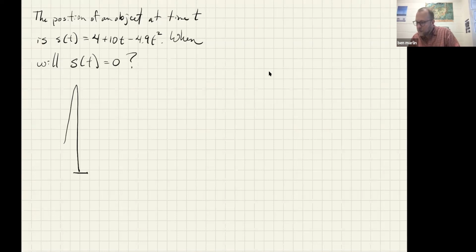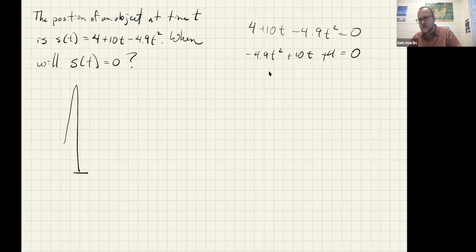So the trick in this is to just pay attention to what it's actually asking. So if I want s of t to be equal to 0, that means I want 4 plus 10t minus 4t squared to be equal to 0. And I wrote 4t squared when I meant 4.9t squared. That's very embarrassing. But if you had written that in this order here, it would probably look a lot more familiar.